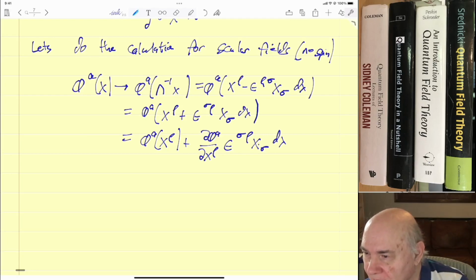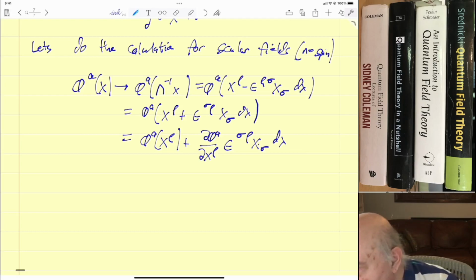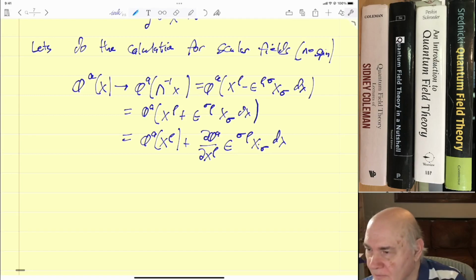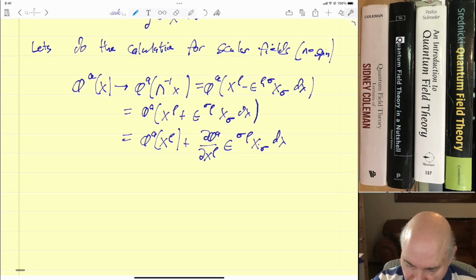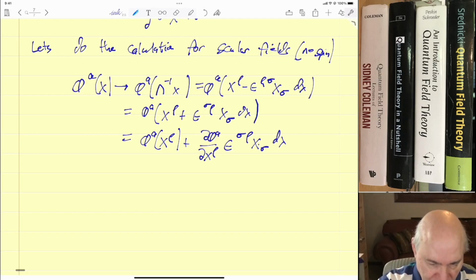Bear with me a second. Okay, yeah, it's partial V_a. This thing has a rho component here, so we take the derivative of V_a with respect to x^ρ, and then we multiply it by the whole thing, which is the rho component. So that's correct, I hope.